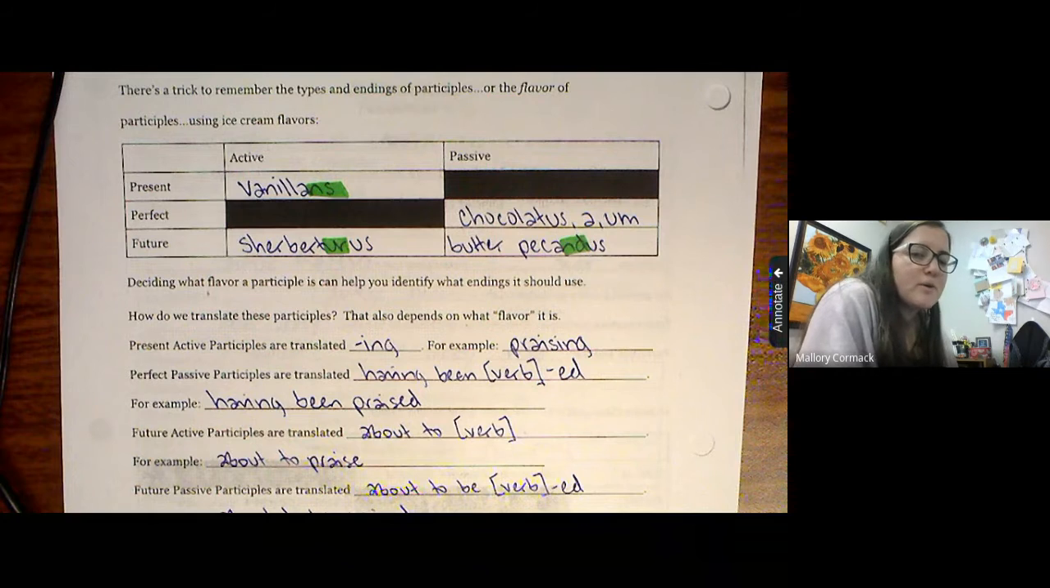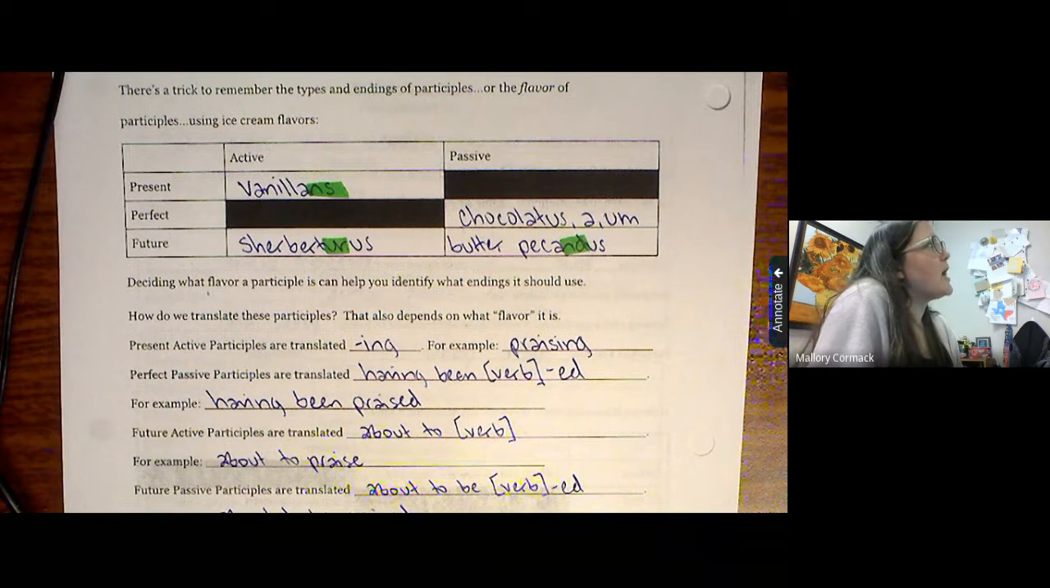What we should look for here is that it's our fourth principal part and has no extra clues in there. Then we get to our future participles. Our future participles are a little bit more adventurous. They might not be in every ice cream parlor, just like they might not be in every Latin passage. And so they're a little bit different.